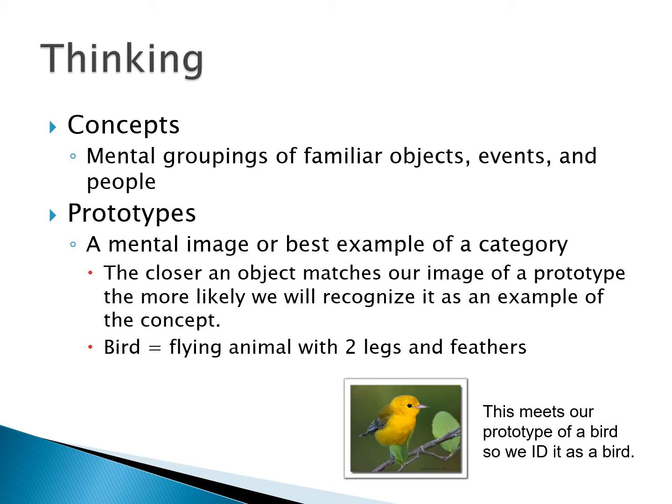So a bird we know is a flying animal with two legs and feathers. So if you look at the picture here, this meets our prototype of a bird, so we ID it as a bird. So we use prototypes to enhance memory and recall. Since you can keep a prototype of something and then match it to something new, similar things to prototypes in order to identify, categorize, or store new things. So it's just kind of like how our brain works to identify new things.